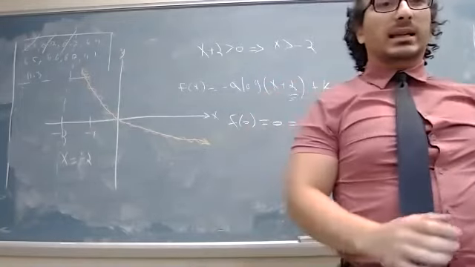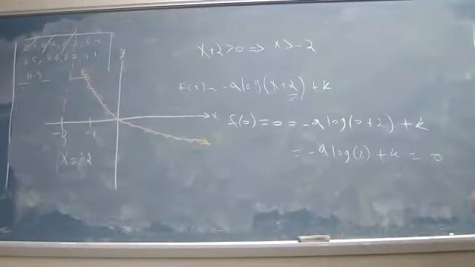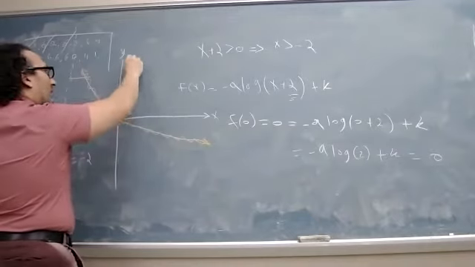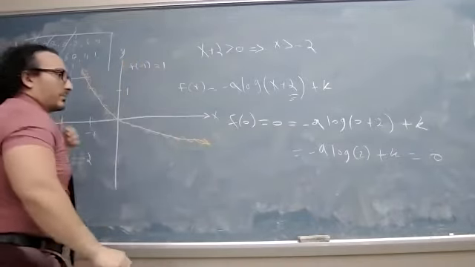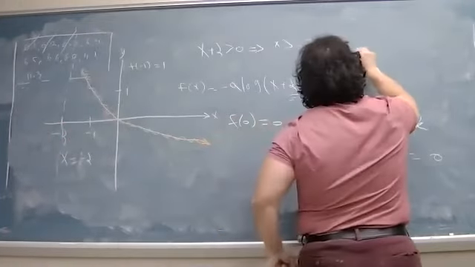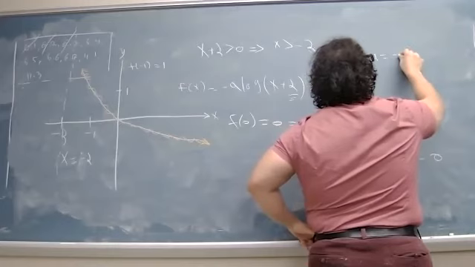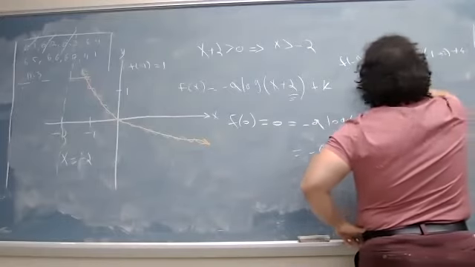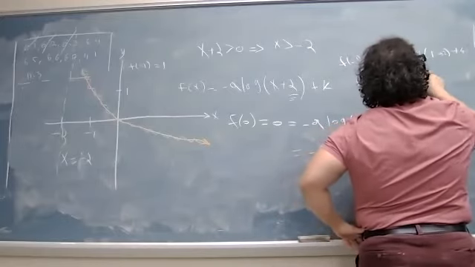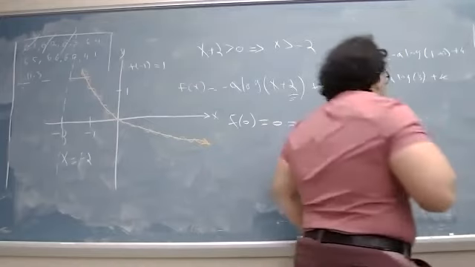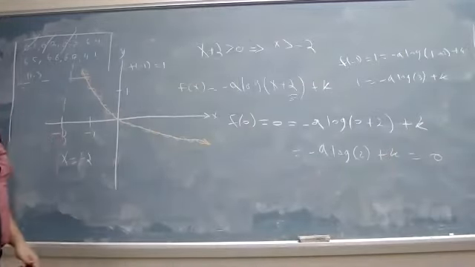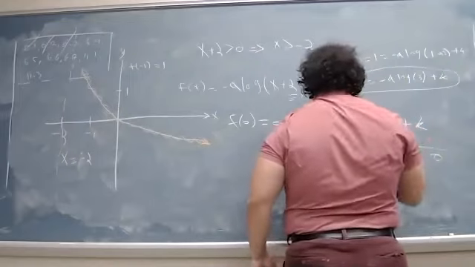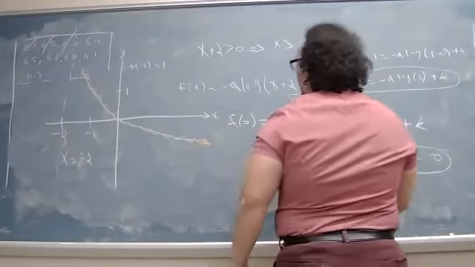We also can see that at -1, it's at +1. That f of -1 is equal to +1. So another piece of information we have is f of -1 is equal to +1. That's equal to -a log of 1 plus 2 plus k. So that means 1 is equal to -a log of 3 plus k. All right. So in either one of these equations here, we can solve for one variable and then plug it in and find the other.